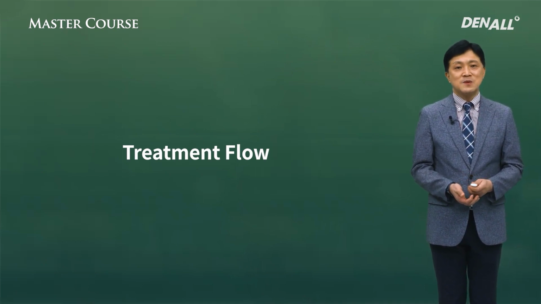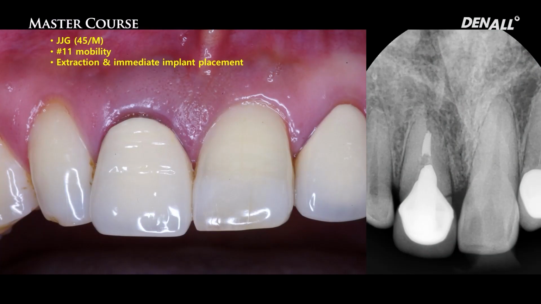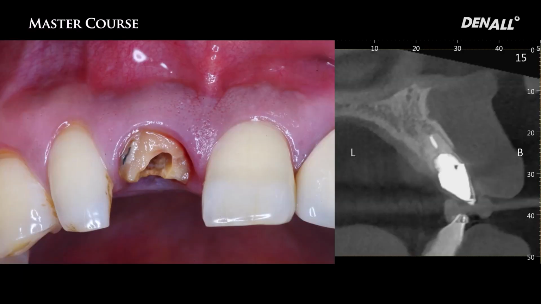A 45-year-old male patient, as you can see, at number 11, mobility is the chief complaint. Inferior to the crown, there is a crown root fracture. Number 11 is decided to be extracted and immediate implant placement is planned. After removing the post, only the root remains. On the CT, there is no lesion or bone loss. It is a sound socket.